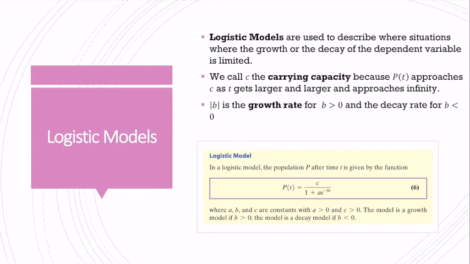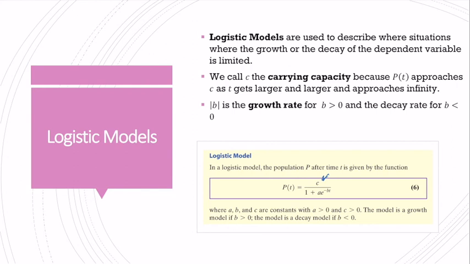The last section I'm going to talk about in this section is logistic models. Logistic models are used to describe situations where the growth or the decay of a dependent variable is limited. For example, we call the C our carrying capacity because as P of t approaches C, that's when t gets larger and larger and approaches infinity. So our value can't get any larger than C.